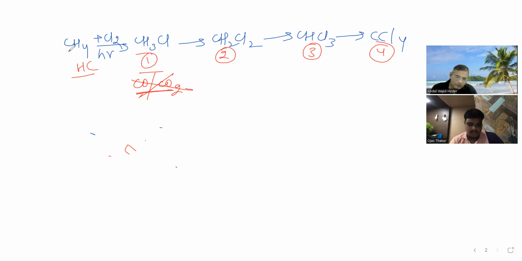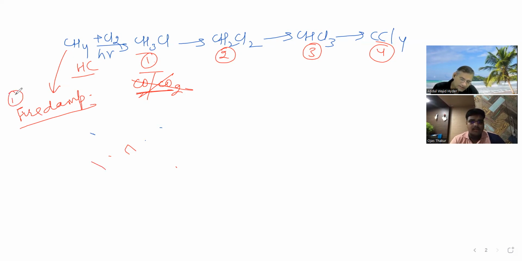Fine. I told you, this is fire damp. This is one point. I am talking mainly about those points which are, from the IIT JEE point of view, conceptually important, and are not there in the books. This is fire damp. This is one point. The second point: this reaction is known as an oxidation reaction. Why is it known as an oxidation reaction? Because hydrogen is lost, and instead of hydrogen, a non-metal is added.